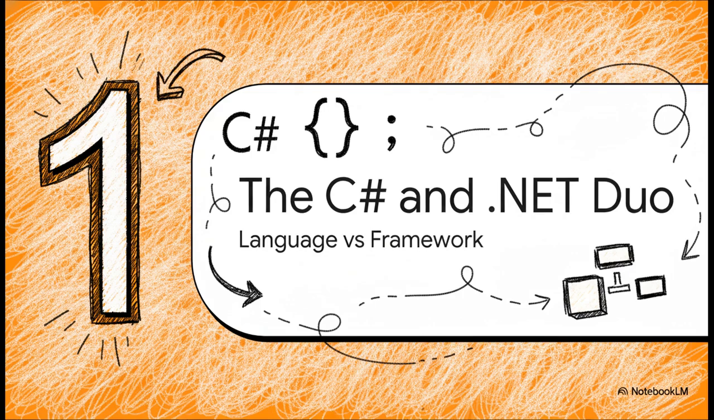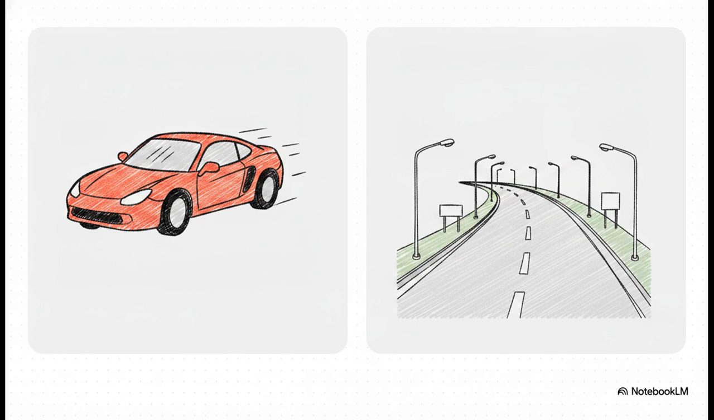Okay, let's kick things off with Section 1, the C# and .NET duo. You know, when you first start out, you'll probably hear C# and .NET tossed around almost interchangeably, but they're actually very different. Think of it like this. C# is the literal car you drive. It's the programming language, the syntax, the steering wheel, basically the tool you use to actually accomplish your goals.